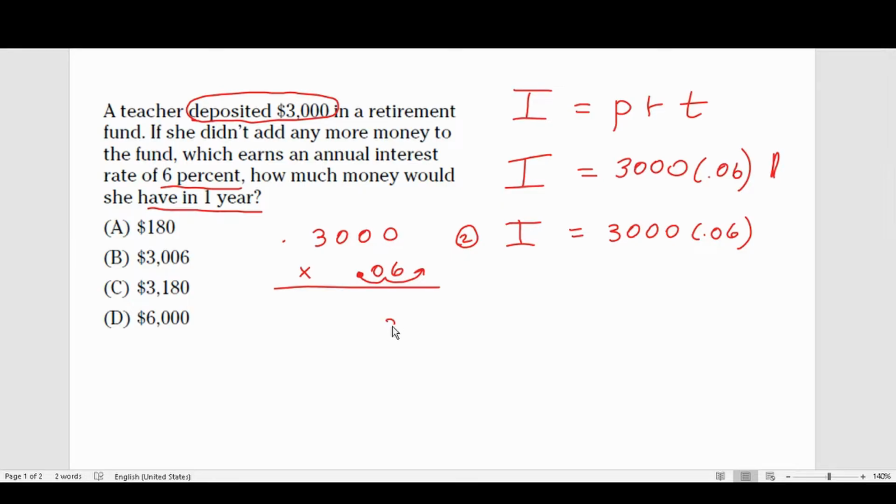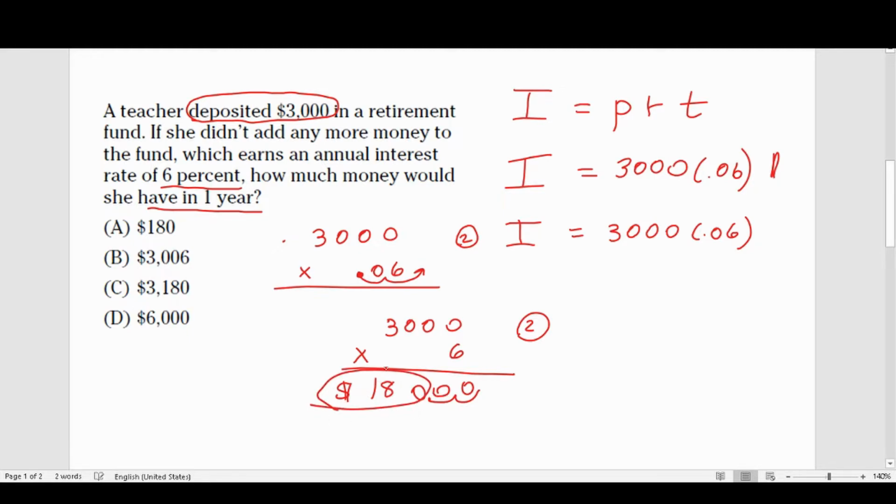So in other words, here's the problem I'm actually working out by moving that decimal. 3,000 times 6. And again, I'm going to move the decimal place back to the left 2 times. 0 times 6 is 0. 0 times 6 is 0. 0 times 6 is 0. 6 times 3 is 18. Bring our 2 decimals back in. 1, 2. So we can see that over the course of a year, she earned $180 in interest.